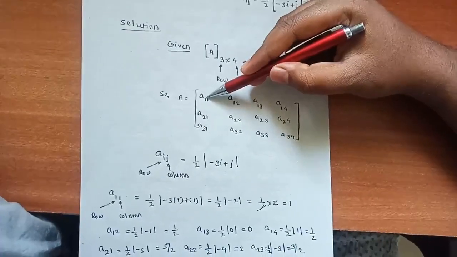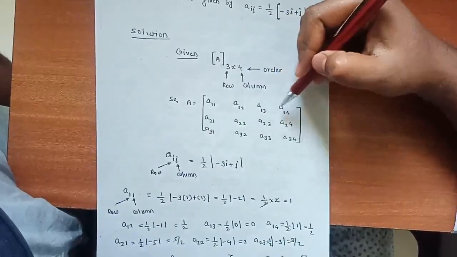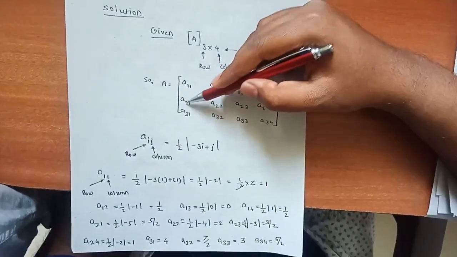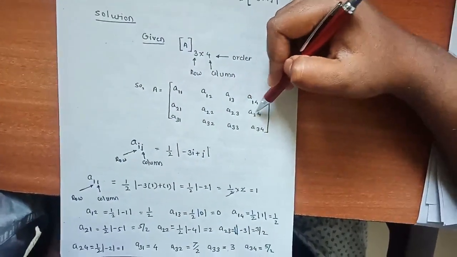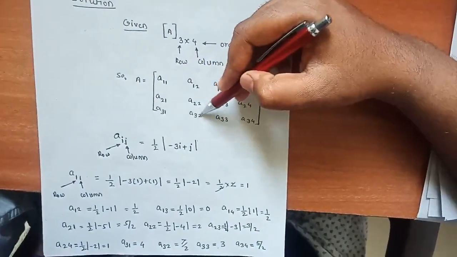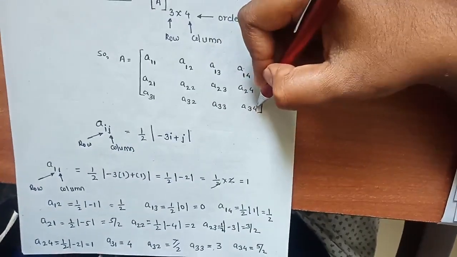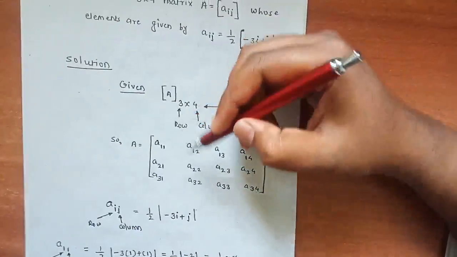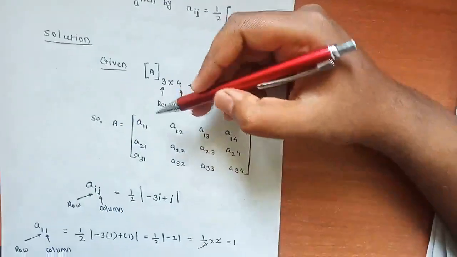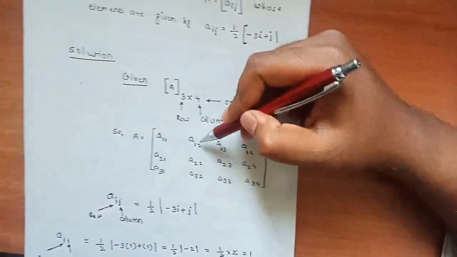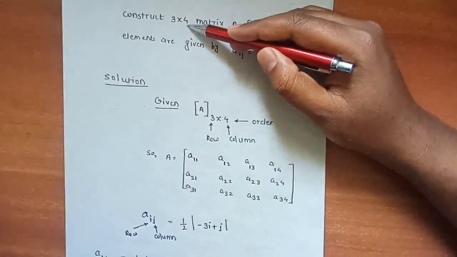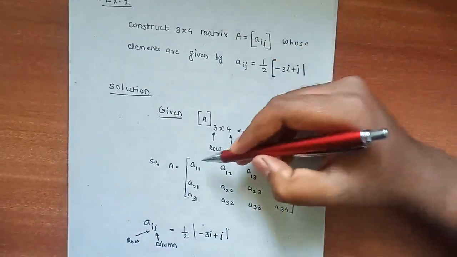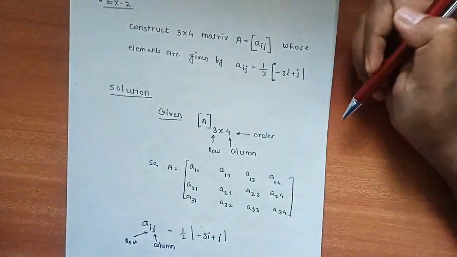So the first element in the first row is a11, second is a12, a13 and a14. So this is our first row. For the second row, first column element means a21, a22, a23, a24. Next is a31, a32, a33, a34. So by using the 3 by 4 condition, I have just noted down this matrix. That means this is the first column, second column, third column, fourth column. So this is 4 columns and 3 rows. That means first row, second row and third row. So I have to find the value of each element in the matrix by using this equation.